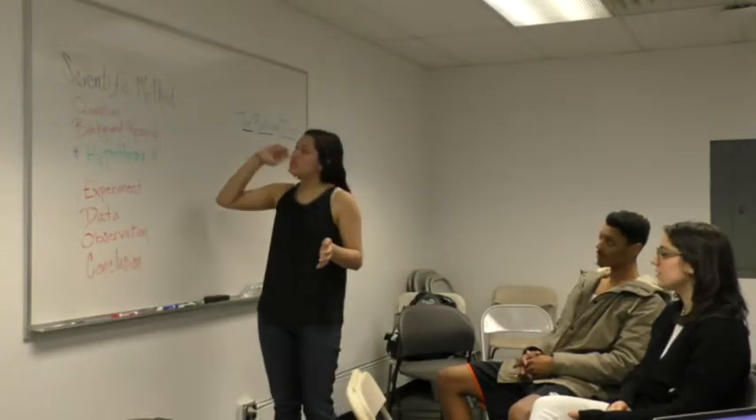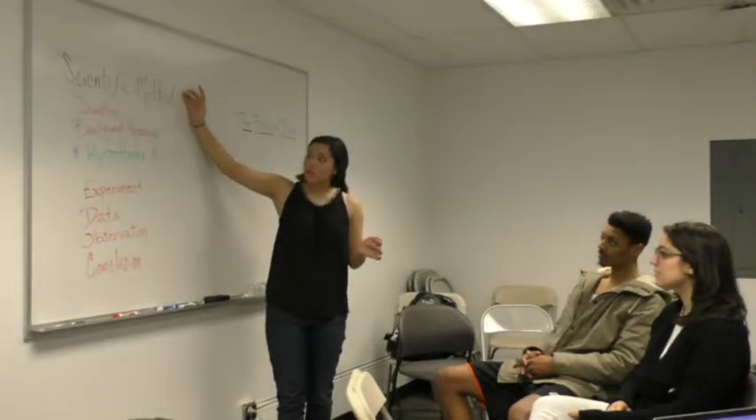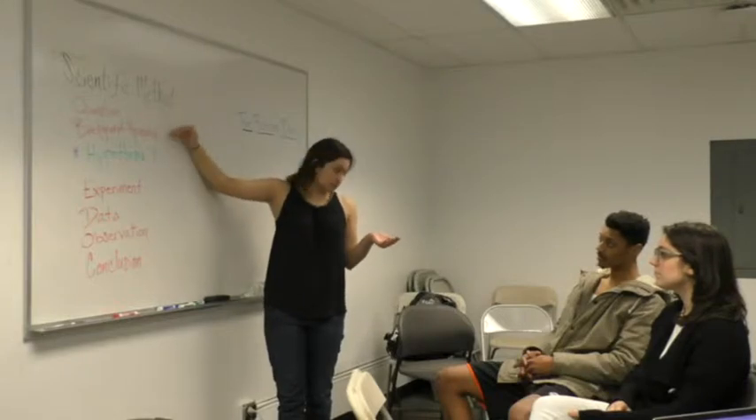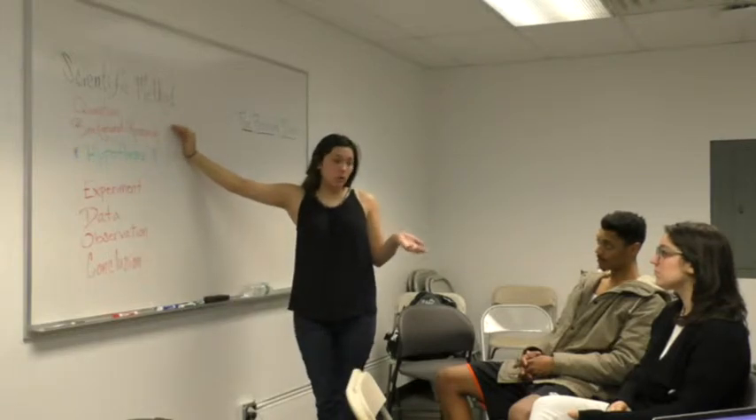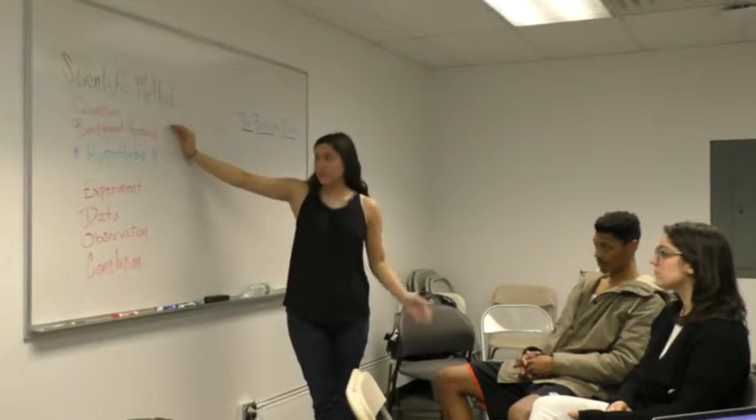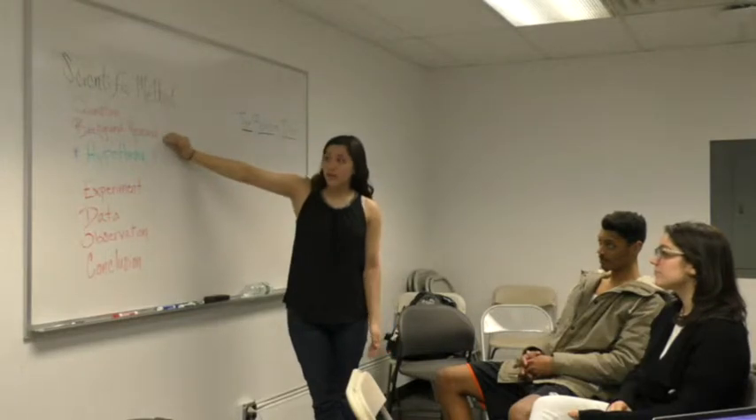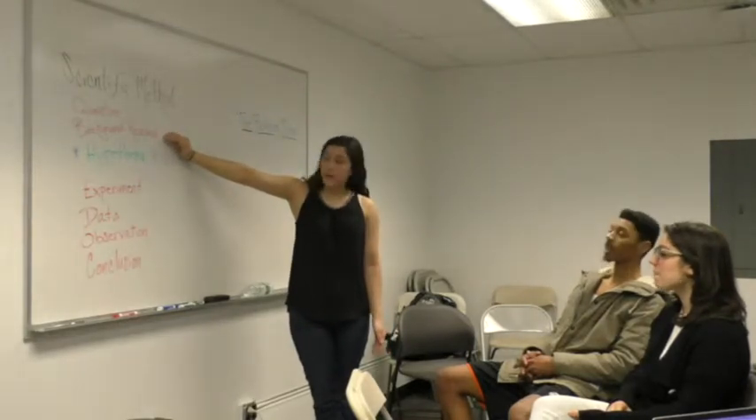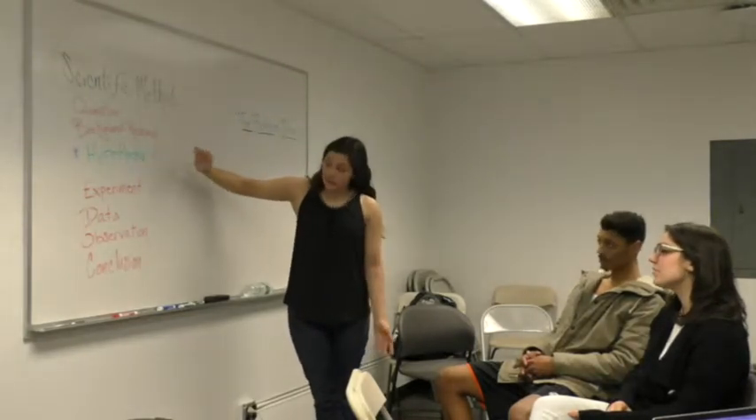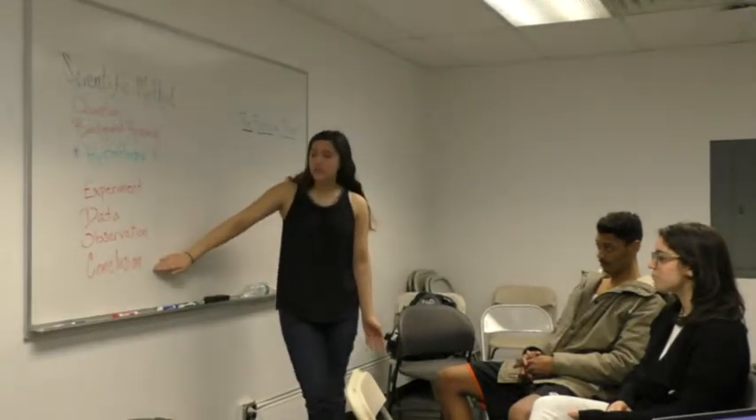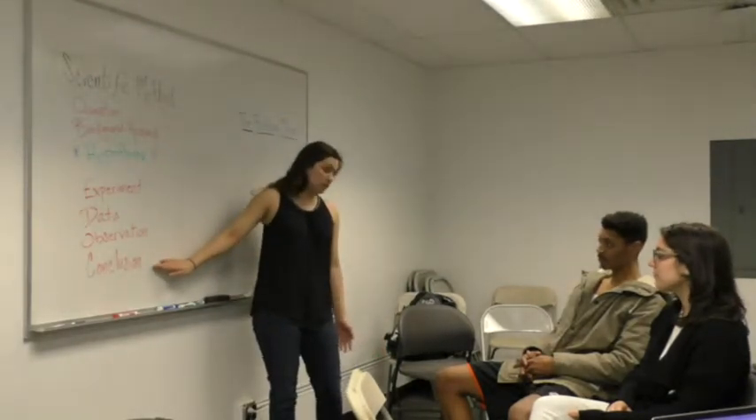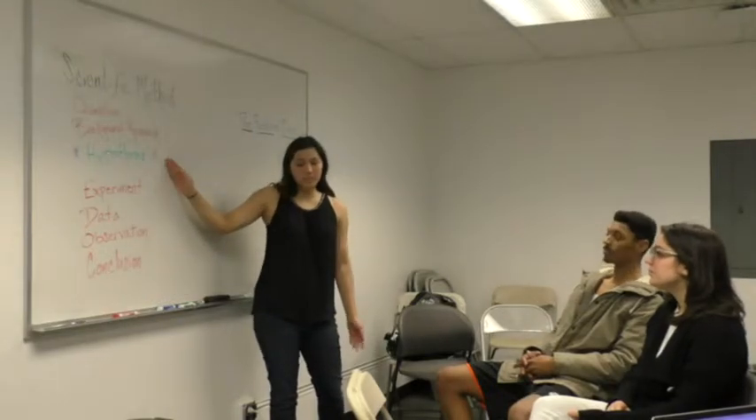So there are many different steps to the scientific method, and the first one would be a question. Okay, so you get proposed a question. It could be, what would happen if I put salt in water? Something simple like that. And then there's also background research, which is what you would do after you get the question. And then there's a hypothesis, and then an experiment, data, observation, conclusion. But what I'm going to focus on currently is the hypothesis part.